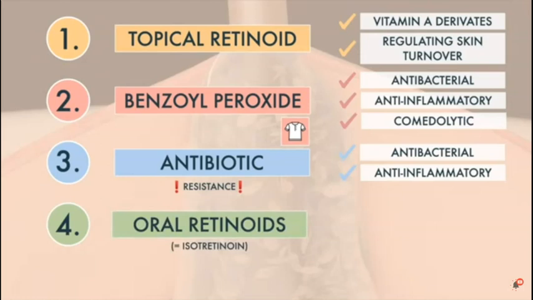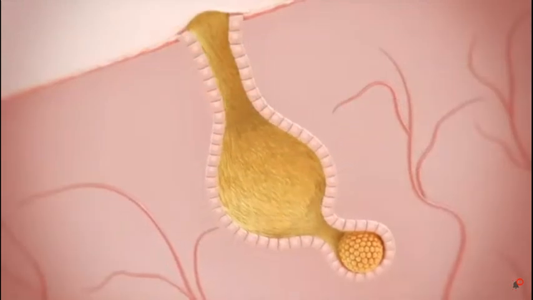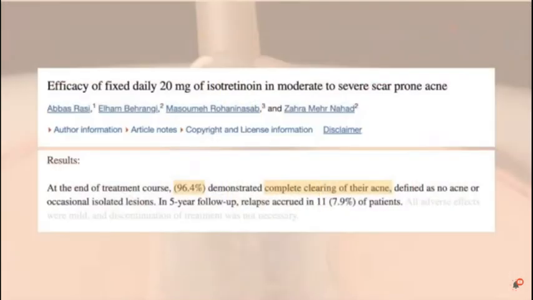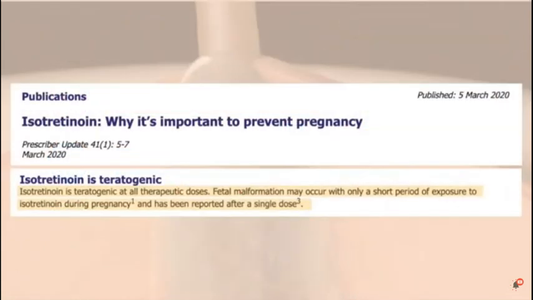And finally, if nothing works, doctors will prescribe an oral retinoid. It shrinks your oil glands, preventing pimples and clogged pores. A study showed that 96% of patients demonstrated a complete clearing of their acne, and only 8% experienced a relapse. It is one of the only cures we have for acne. On a final note, this drug is teratogenic at all therapeutic doses. Fetal malformation may occur with only a short period of exposure during pregnancy and has been reported after a single dose.